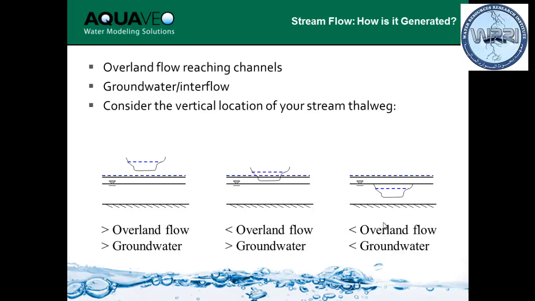If your channel water depth is lower than both your groundwater elevations and also your overland flow, and that's this case over here, then you're going to get water flowing in from both the groundwater and the overland flow. And so those are the three conditions you can have. That's how stream flow is generated.